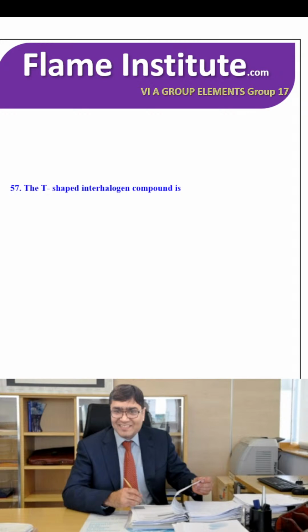The T-shaped interhalogen compound is ClF3, ICl, ClF3 or IF5. The correct option is this is the structure of ClF3. So ClF3 is the T-shaped interhalogen compound. So option A is the correct option.